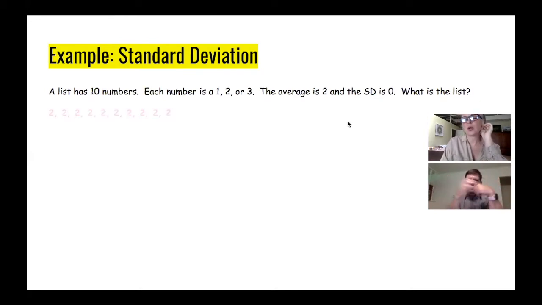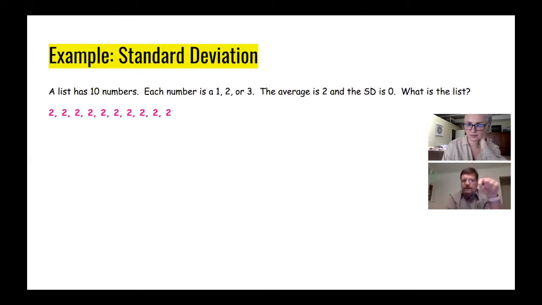Why do they have to be 2s? Why can't they be 1s? Because I know the average, or the mean, is 2. So if I add all those numbers up, I get 20, and divide by 10 and get 2. That's how I can get the mean.